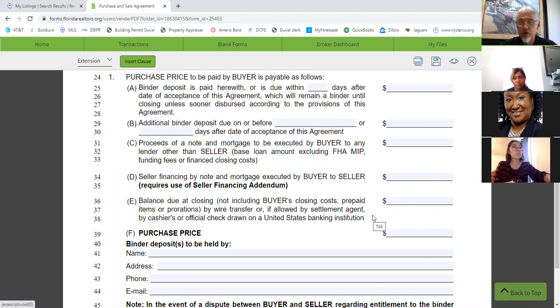No. The answer is no. You can write it on a fish. You can write $400,000 on a fish. As long as it's got a date and both parties sign it, then that's a contract. But you don't necessarily have to fill out all those blanks.